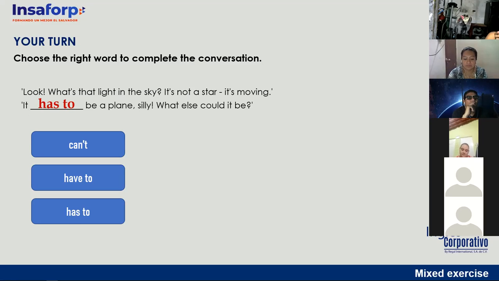Look, what's that light in the sky? It's not a star. It's moving. And the other person says, it has to be a plane, silly. What else could it be? Right? Tiene que ser un avión. Le está insultando cuando le dice eso. ¿Qué otra cosa podría ser? Está fregado con esos amigos que le insultan a uno. Bueno, so yeah, it has to be a plane, silly. What else could it be? Good. Thank you very much, Manuel.